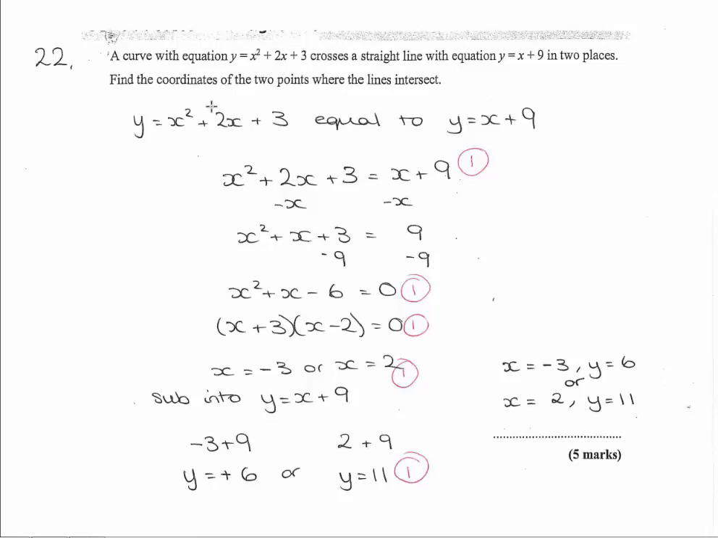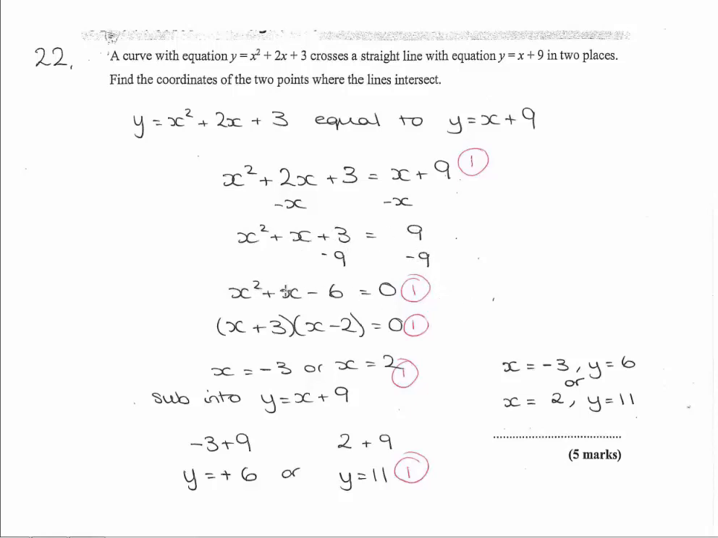So what we do is we say, well, when the y values are the same, this must be equal to this. So the first thing we do, and we get a mark for doing it, is to say x squared plus 2x plus 3 must be equal to x plus 9. So now we're going to solve that equation. We're going to solve it by taking all of this over to here. Basically, take away x from both sides. We get x squared plus x plus 3 equals 9, and now we subtract 9 from both sides.